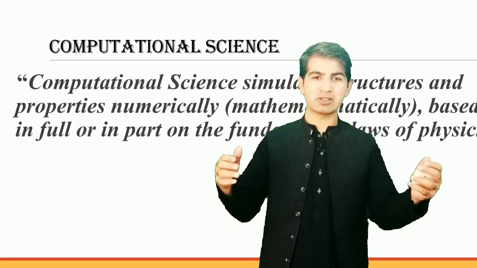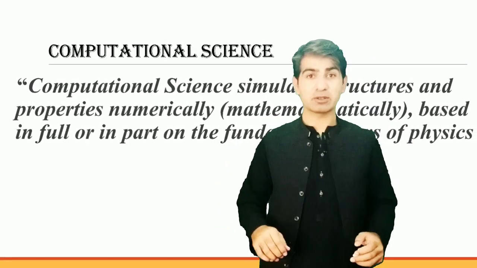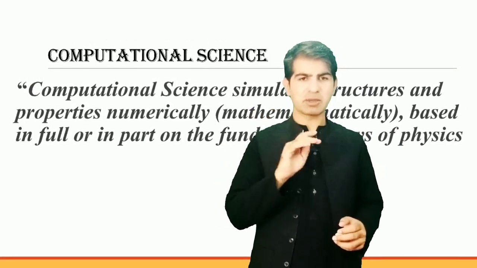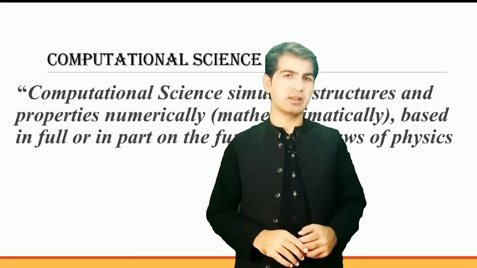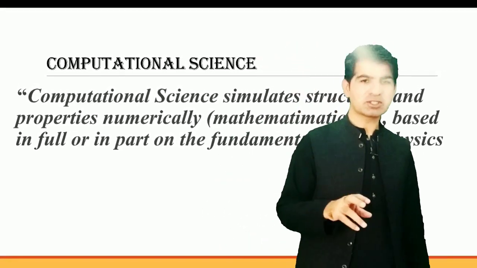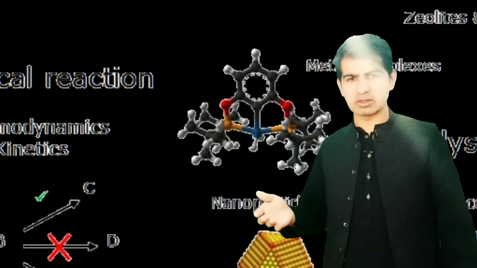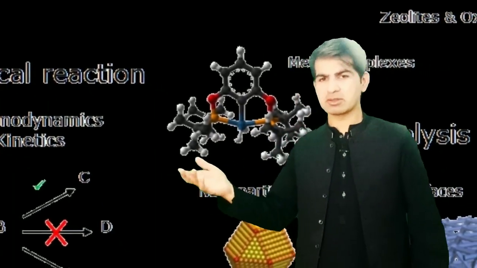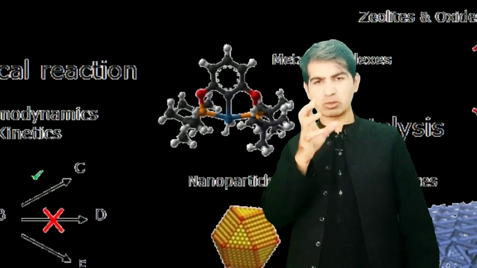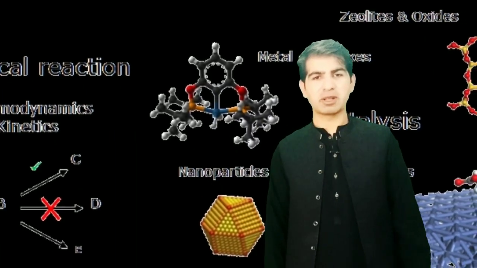Okay, so computational chemistry is also used to study the fundamental properties of atoms, molecules, and chemical reactions using quantum mechanics and thermodynamics. So therefore computational chemistry can be used for atoms, molecules, and chemical reactions using quantum mechanics and thermodynamics.